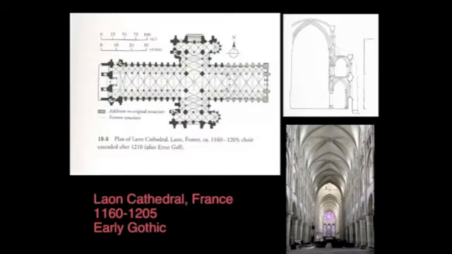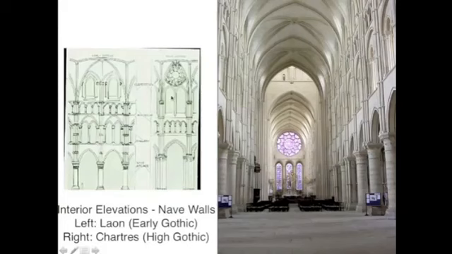So here's Laon Cathedral. And as I said before, Laon is early, and it still has a fairly emphatically expressed transept, although we'll see in some later churches that the transept gets smaller. And this is the section through Laon Cathedral. And we see a couple of things here. One, we see that the wall is articulated into 4 parts.